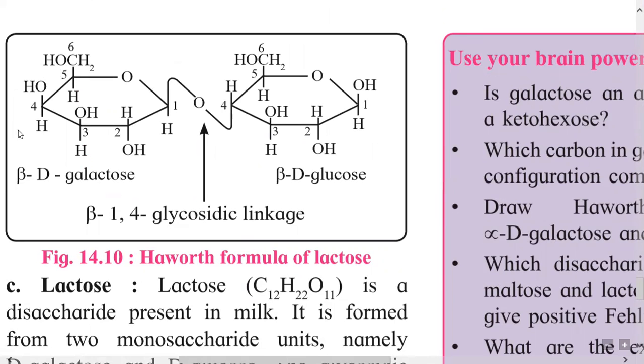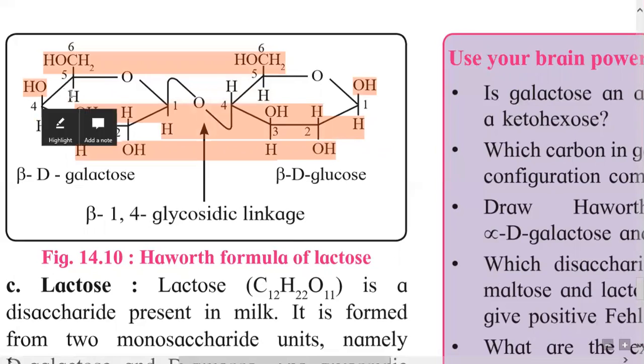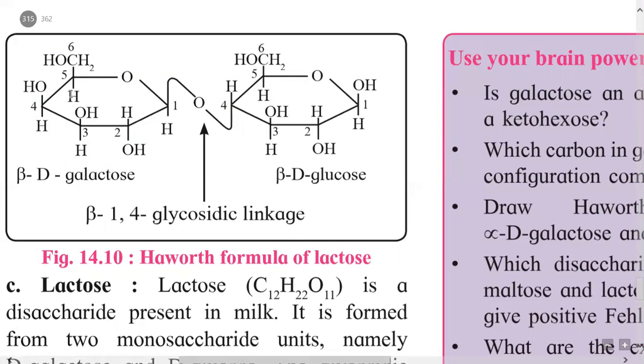See, this is the structure of galactose. The difference between the structure of glucose and galactose is that at fourth carbon, the OH group is above the ring in galactose, and in fourth carbon in glucose molecule the OH group is below the ring. That is the only difference. All other groups have the same position in glucose and galactose. So this first molecule is galactose and second molecule is glucose.